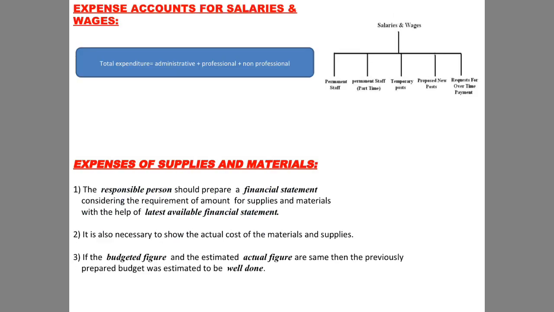When we look at expense accounts for salaries and wages, we have to think about permanent staff, part-time staff, temporary posts, and also if we are required to pay overtime, and also what does it cost to cover vacation time, especially if that's part of a pharmacy benefit package. The responsible person should prepare a financial statement considering the requirement of the amount of supplies and materials with the latest available financial statement.